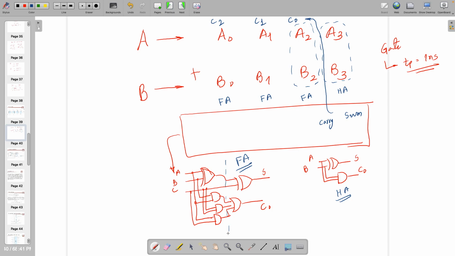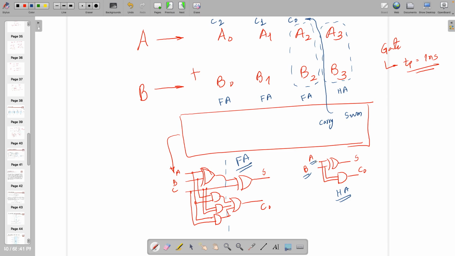20 or 7? So each one of them is 1 nanosecond. How did you find out 20? Look, half adder going from A3 and B3 have been added, it takes only 1 nanosecond. Both are in parallel, right?